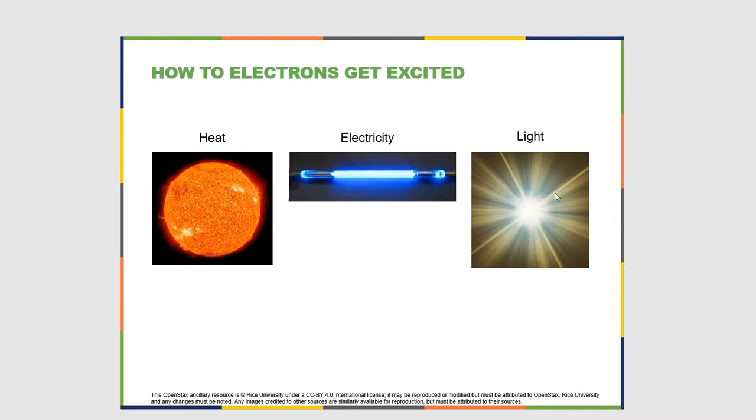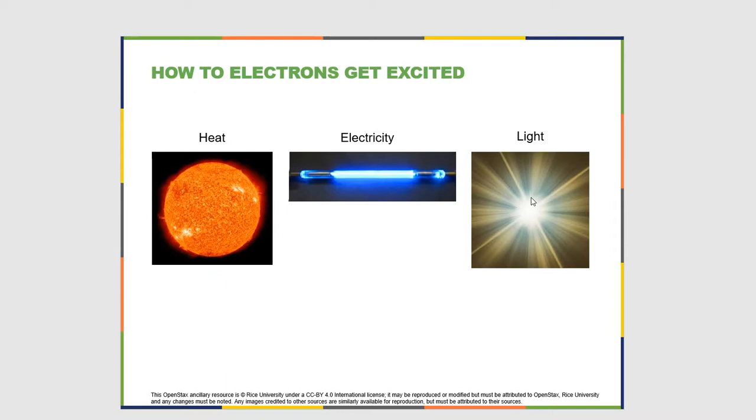Another way we can excite electrons is actually by using light. And believe it or not, you've already learned this. This is how the photoelectric effect works. If you give an electron enough energy that it can actually fly past n equals infinity, the highest energy level possible, it will actually fly off the atom.